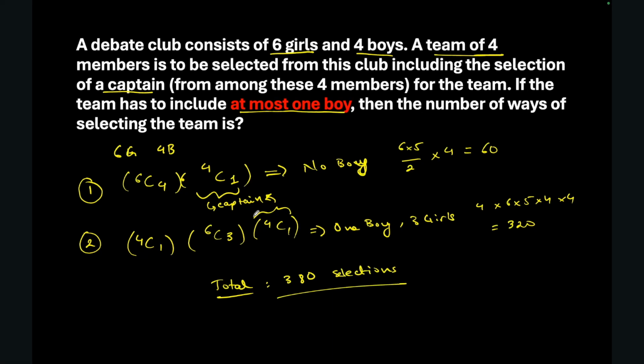Okay, the catch in this question is obviously the captain part, because we have to select a captain as well from these arrangements or selections. That's why we choose 1 captain as well.